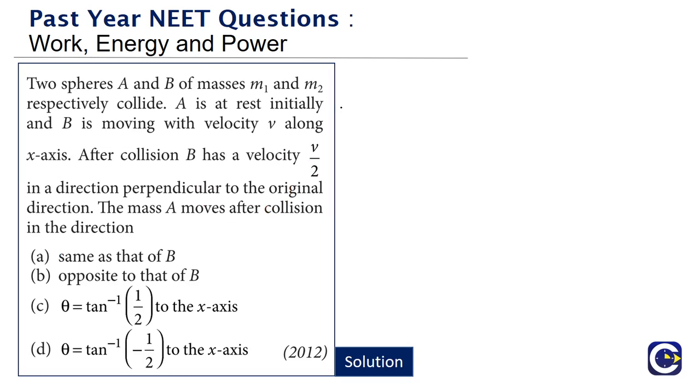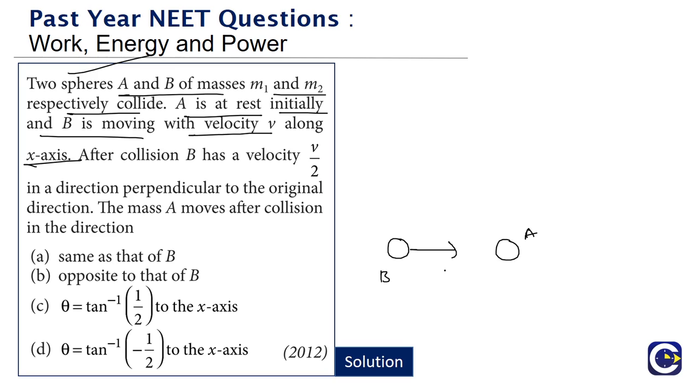Next we have a question based on the collision. Two spheres A and B, with masses m1 and m2, are colliding. A is at rest initially and B is moving with a velocity v along the x-axis. If you keep A here at rest, B is moving along the x-axis with a velocity v. Let us consider this as the positive x-axis.